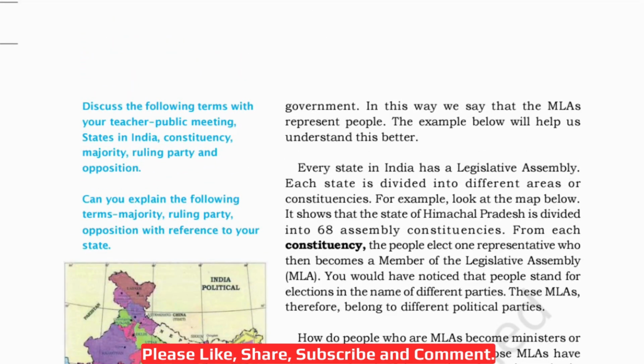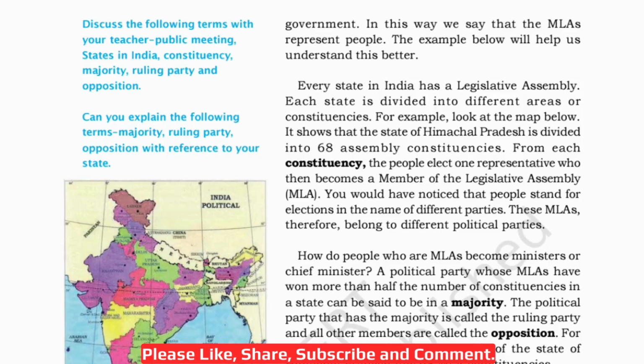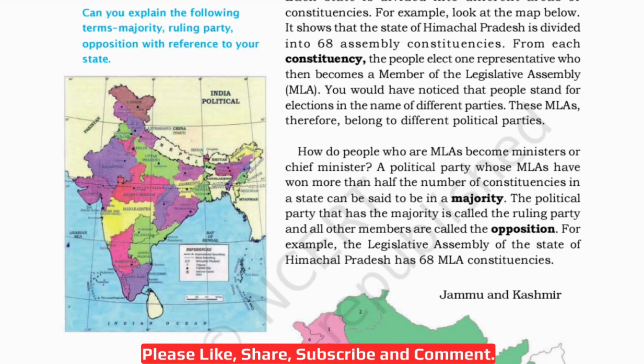Let's come back to the paragraph here. Every state in India has a Legislative Assembly. Each state is divided into different areas or constituencies. For example, look at the map below. We have already seen the map. It shows that the state of Himachal Pradesh is divided into 68 assembly constituencies. For each constituency, the people elect one representative who then becomes a member of the Legislative Assembly, who is known as an MLA. You would have noticed that people stand for elections in the name of different parties. These MLAs therefore belong to different political parties.